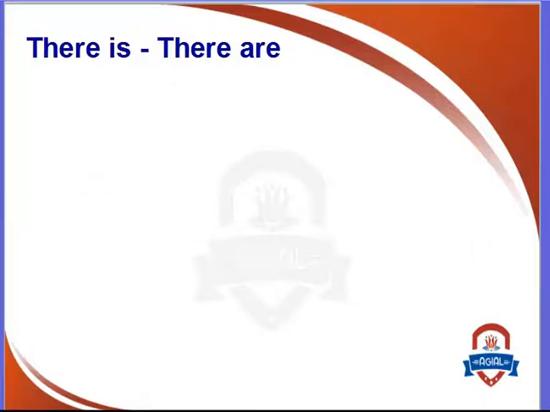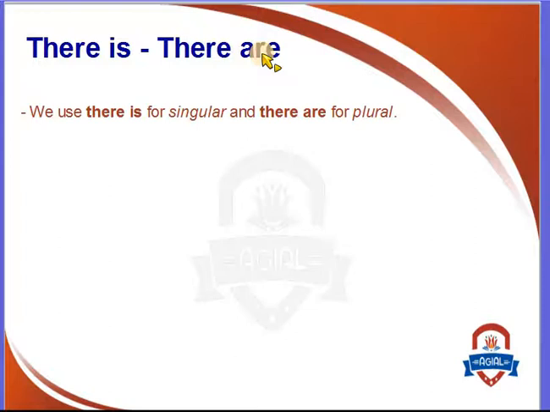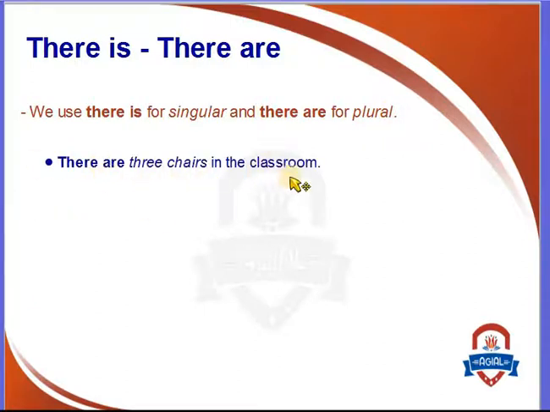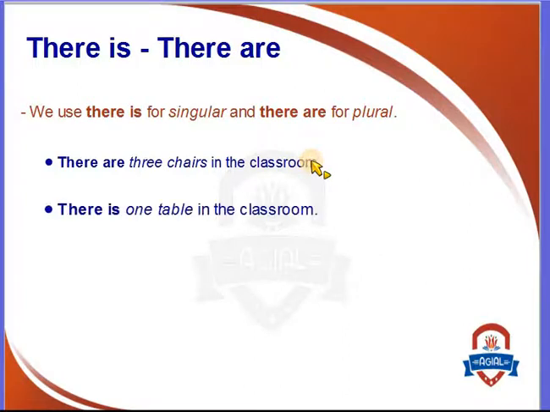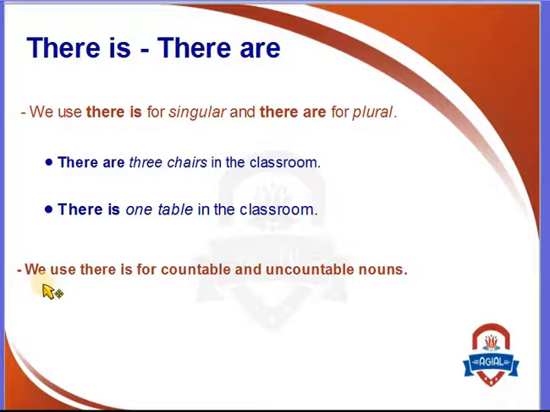To sum up our lesson, let's see. There is and there are. How to use them. We use there is for singular and there are for plural. For example, there are 3 chairs in the classroom. There is 1 table in the classroom. We also use there is for countable and uncountable nouns.